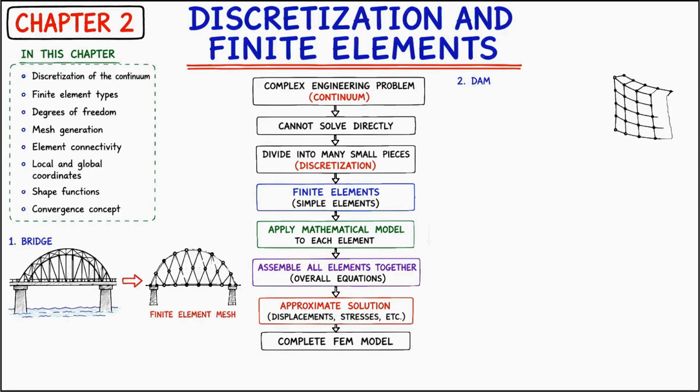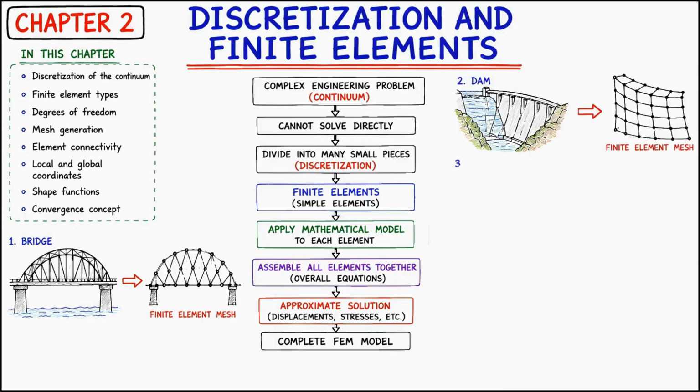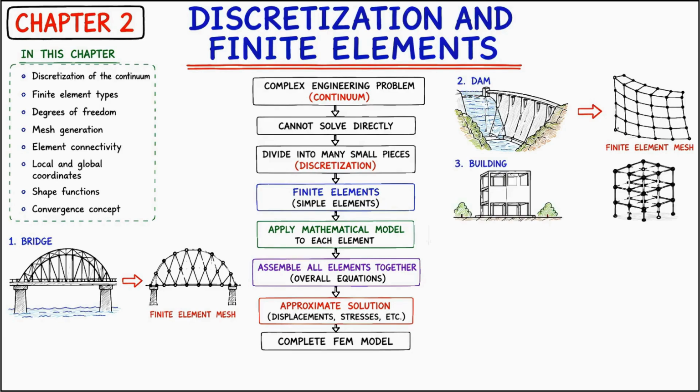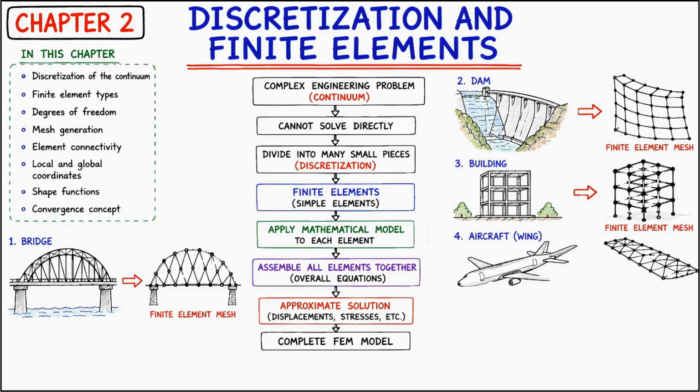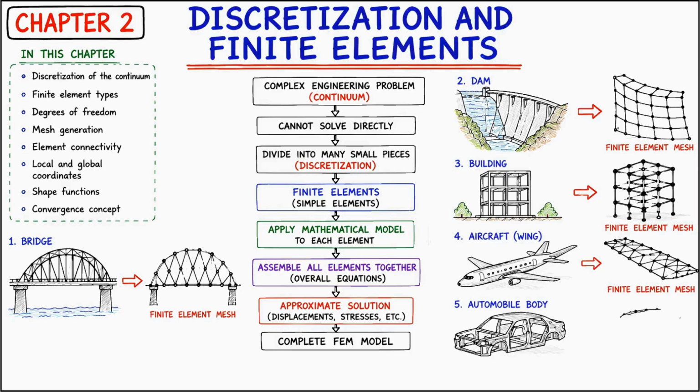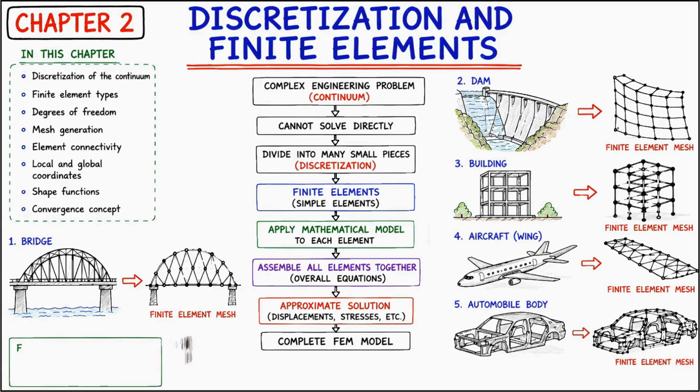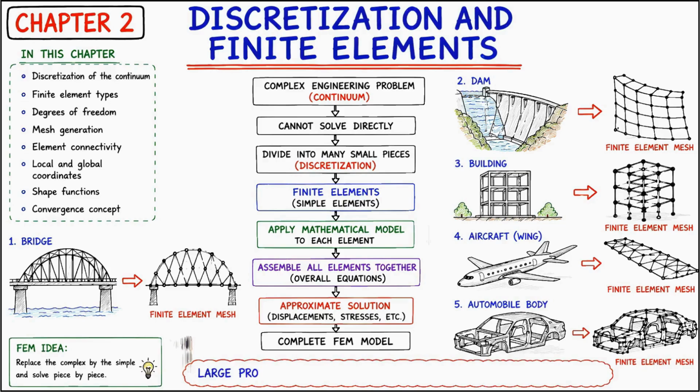Suppose we have a complex engineering structure, such as a bridge, a dam, a building, an aircraft wing, or an automobile body. These are called continua because they behave as continuous bodies. Such structures are too complicated to solve directly. Therefore, instead of solving the entire structure at once, we divide it into many small and simple pieces. This process is called discretization, and each small piece is called a finite element.